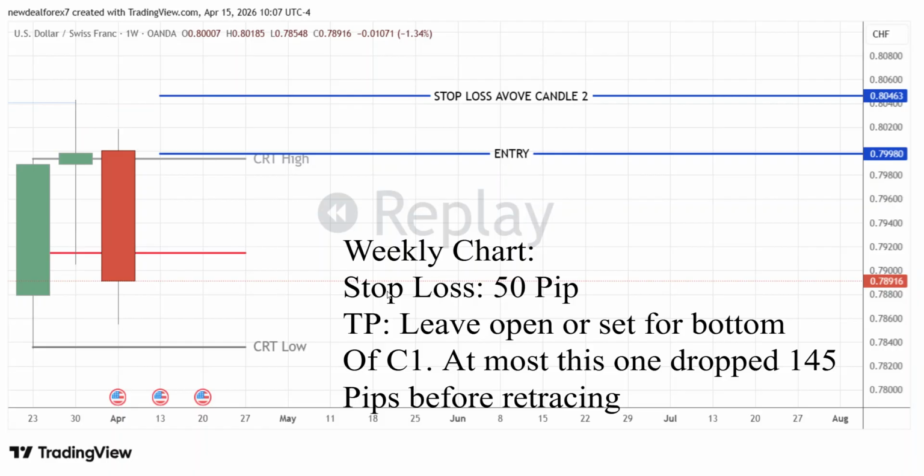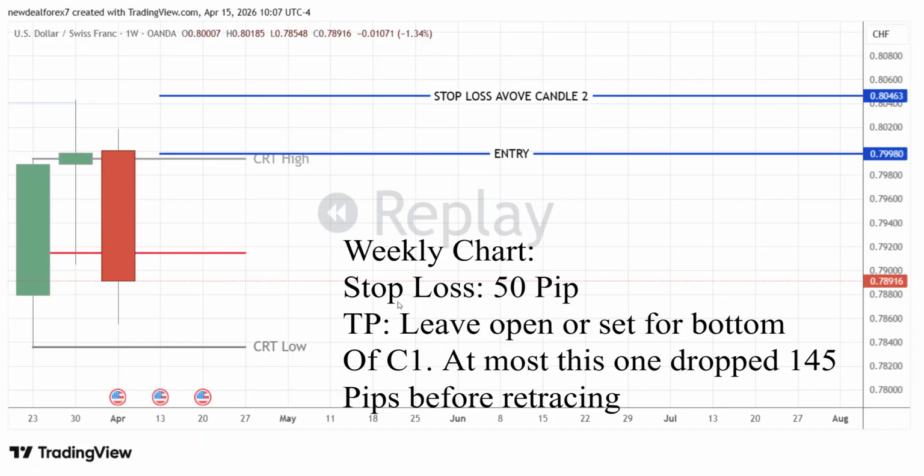So again, on this weekly chart, the stop loss would have been about 50 pips from the open price. This would have been the entry around this level here because this is candle three's open. And then you can either set your stop loss at the bottom of candle one. Now, if you notice too, price didn't actually reach the bottom of candle one. Or you could just not set a take profit, leave it open, and then close it manually.